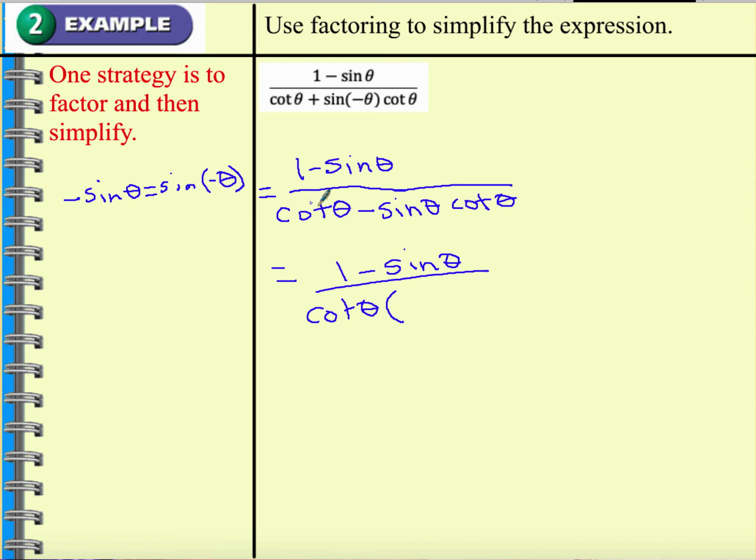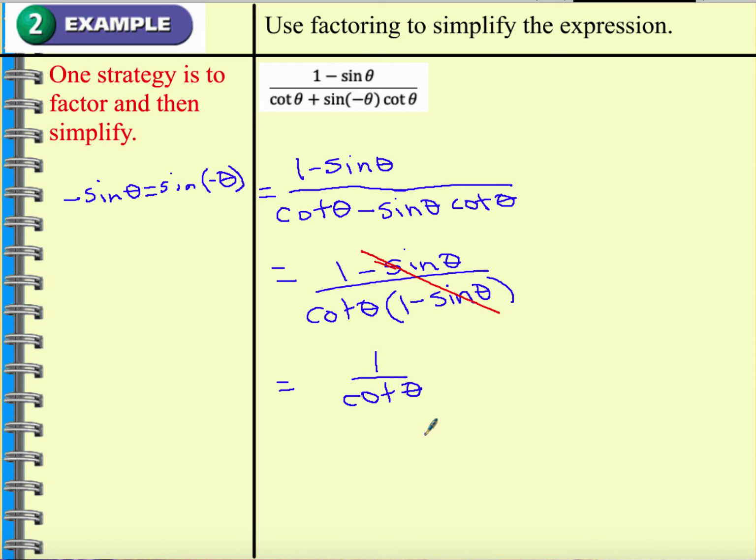Cotangent times 1 gives me cotangent minus sine. And cotangent times sine gives me sine cotangent. Now looking at how it's written here, it looks like I have a 1 minus sine on top and a 1 minus sine on the bottom. Any number divided by itself is equal to 1. So this actually can simplify down to 1 divided by the cotangent of theta.